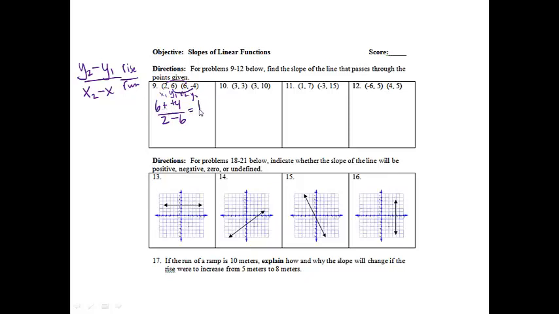So 6 plus 4 is 10. And then 2, leave, change, opposite: 2 plus negative 6 is negative 4. And then that does reduce to 5 over negative 2. So that would be my slope.